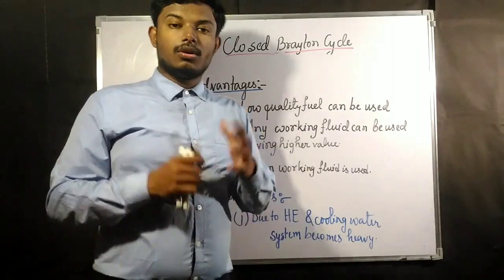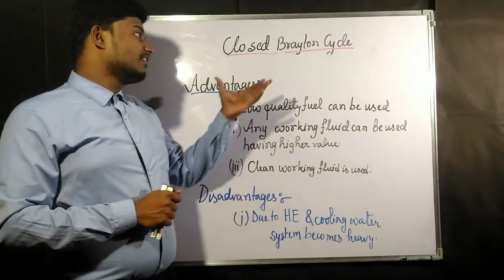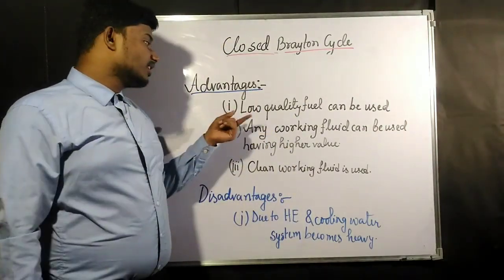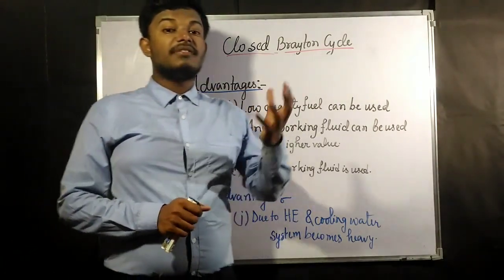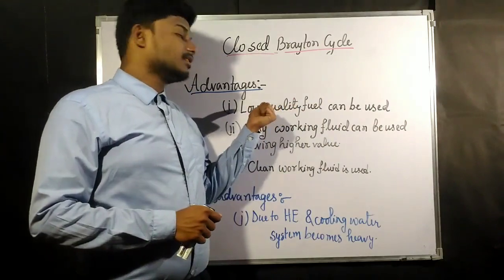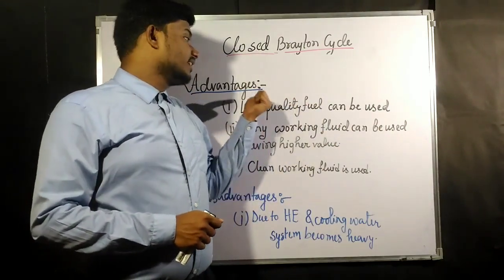Okay, so now we are going to see what are the advantages of the closed Brayton cycle. The first advantage is that low quality fuel can be used. Previously we had said it in the disadvantages. Now we are taking it as an advantage.